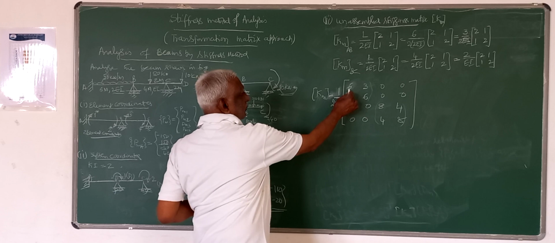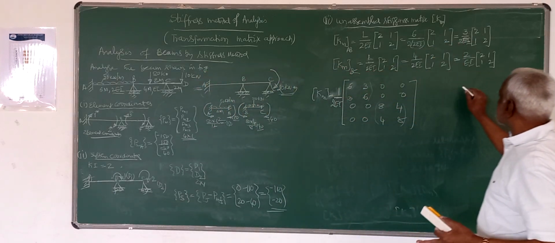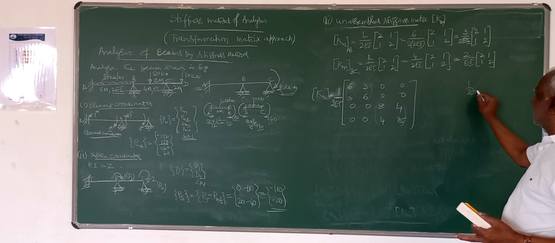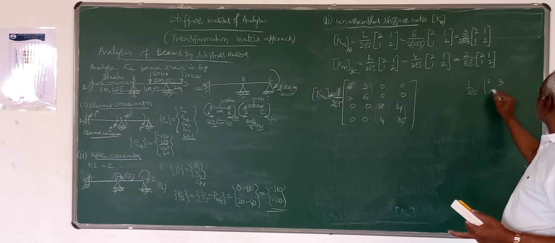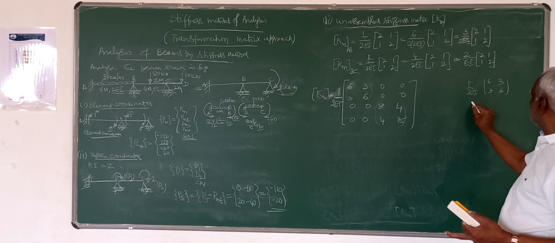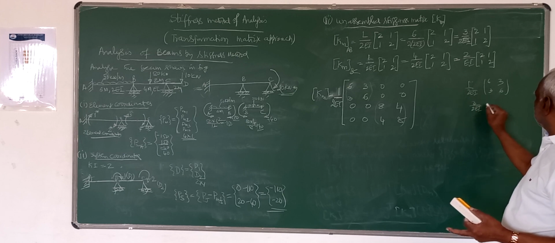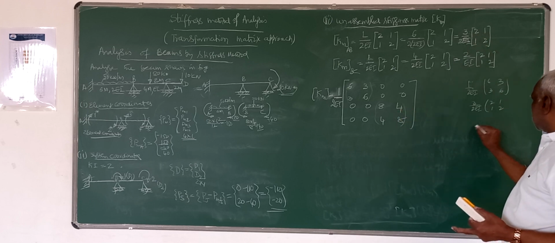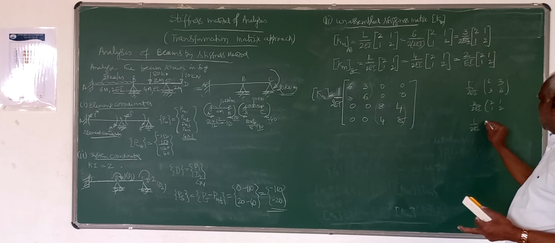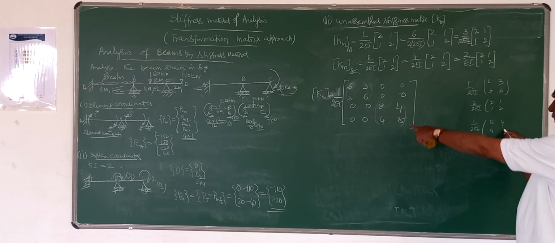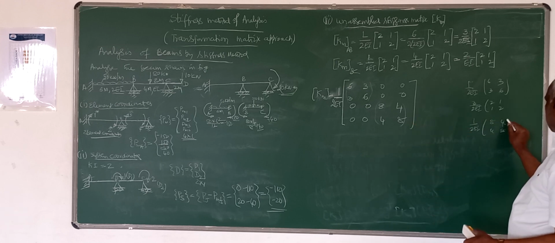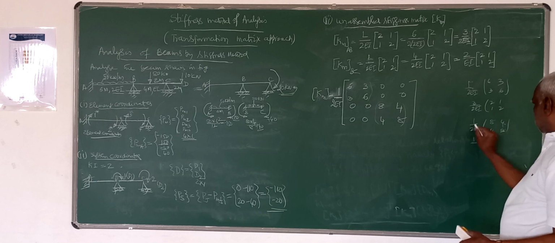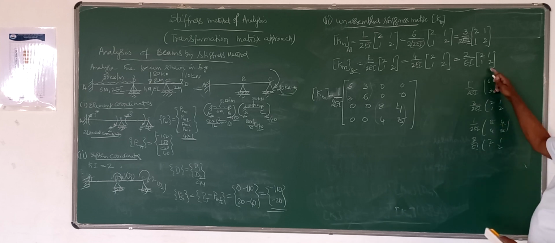Right? So now you see whether it is same as this. So this 1 over 2EI times 6, 3, 3, 6. If I take 3 outside, I will get 3 by 2EI times 2, 1, 1, 2. It is same as this. Similarly, this matrix is 1 over 2EI times 8, 4, 4, 8. If I take 4 outside, I will get 4 by 2EI, which is 2 by EI, times 2, 1, 1, 2. It is same as this.